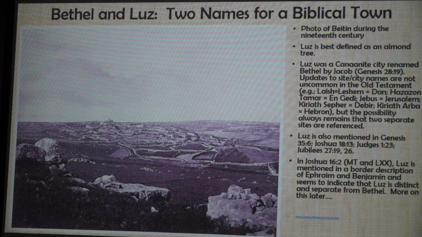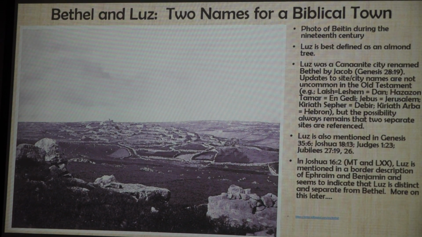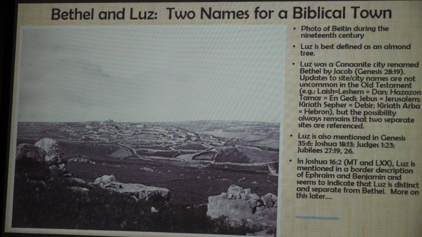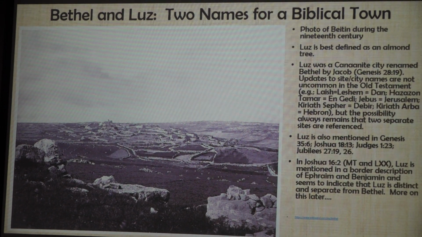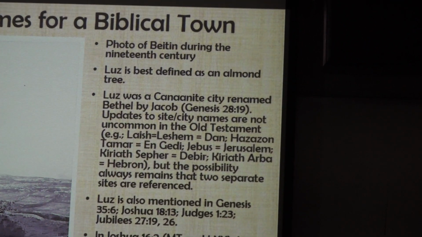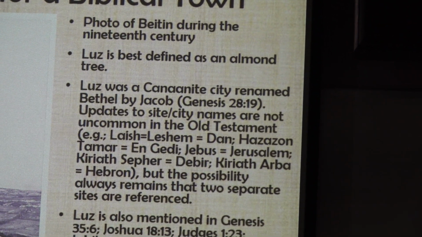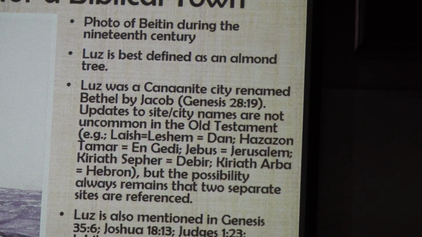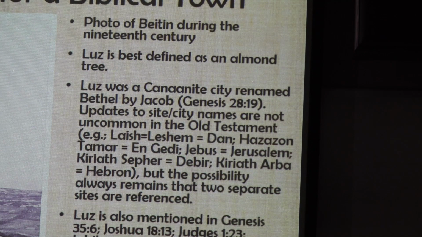So what is the deal with the two names, Bethel and Luz? This is, by the way, an early photo of Beitin, the Arab village in the 19th century. Luz is described as an almond tree, and it was renamed Bethel by Jacob. Such renaming of sites and cities is not uncommon in the Old Testament, and I give a few examples here. But it also could mean two separate sites, and that's important as well.